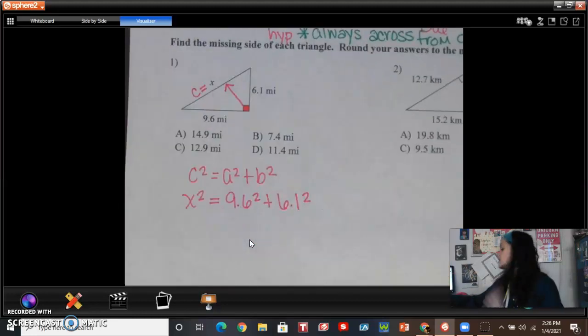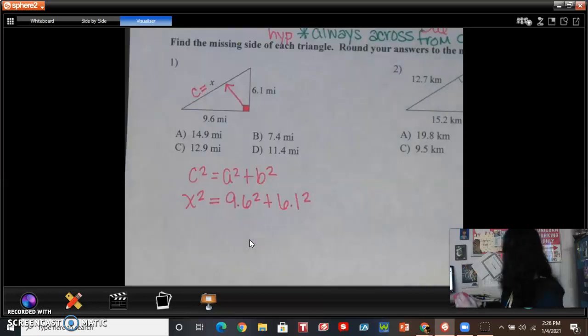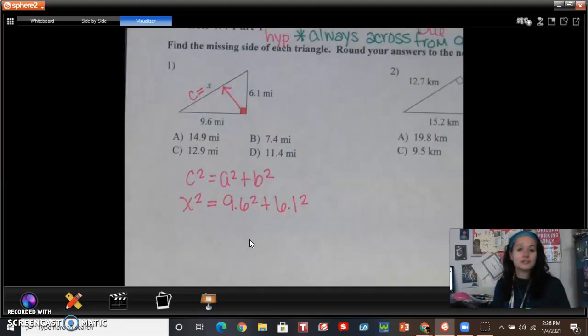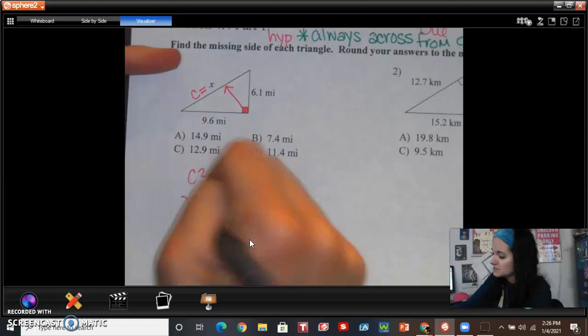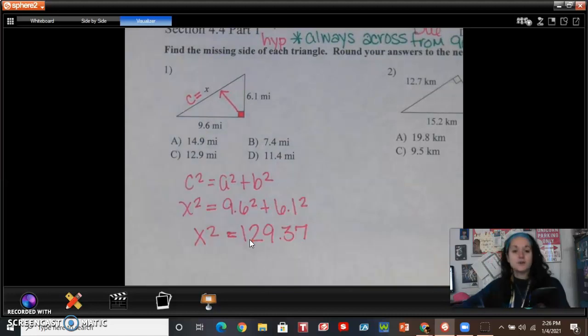Now, if you do not have a calculator, on your calculator you should be looking for an X to the 2, like that button. If you take your cell phone and you turn it sideways, you can find a button that looks just like that. And you can just type all this into the calculator at one time. So we can say 9.6 squared plus 6.1 squared. And you should get X squared equals 129.37. So I would take this time right now to pause the video and check to make sure you can type that all in your calculator or your cell phone correctly.